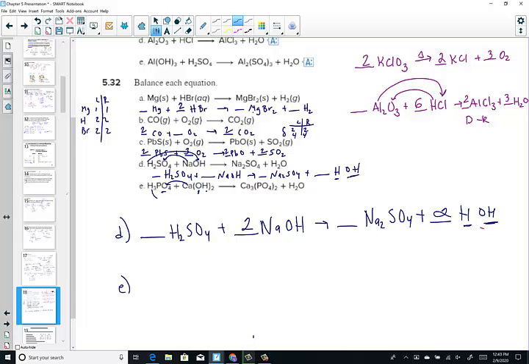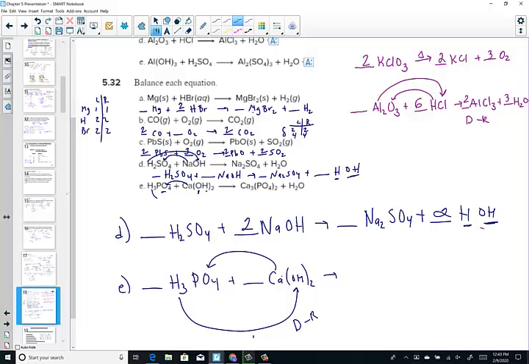D, here's E. H3PO4 we'll learn as an acid, starts with an H, phosphoric acid. It's also reacting with a base, calcium hydroxide, Ca(OH)2. See how this is a double replacement? Calcium goes to phosphate.